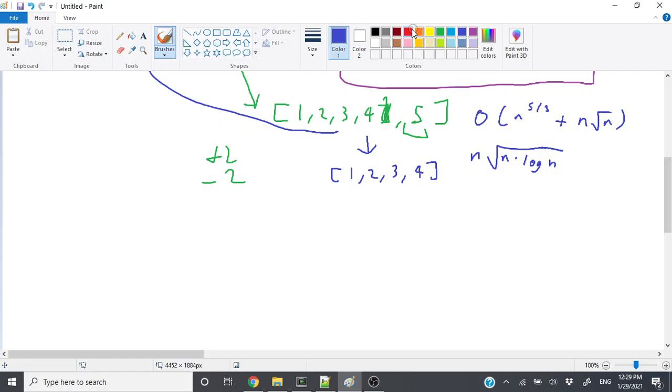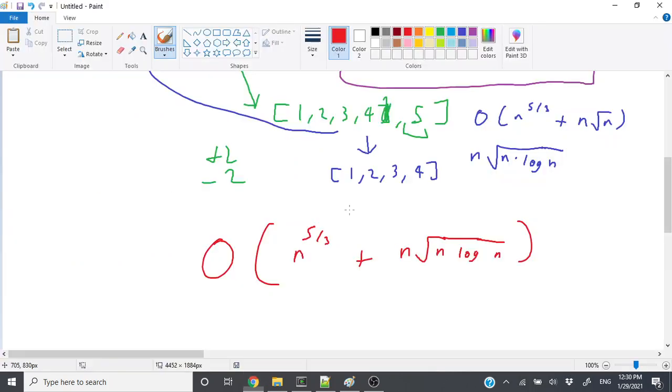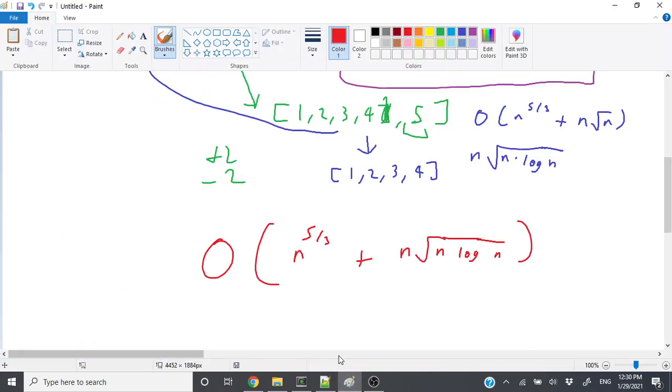I think this frequency array, this sort of seen array where we prune it later, might be the hardest part. Getting rid of the log factor on this. But that's my idea. So in total, this complexity is n to the 5 thirds plus n root n log n. Which of course is terrible, but the fact that n is 10 to the 5th and we have 5 seconds gives me the idea that this might be intended, or maybe some sort of n root n log n. But this is the best I have. I have not finished implementing it yet. I will try to soon and see what I can do.